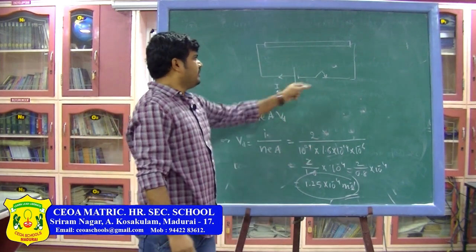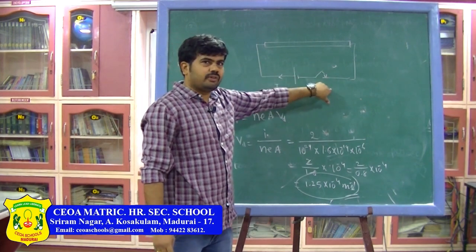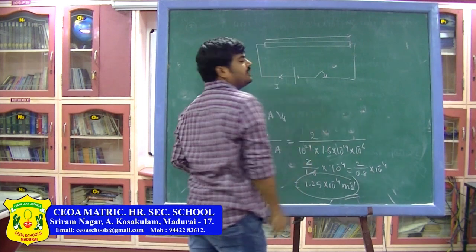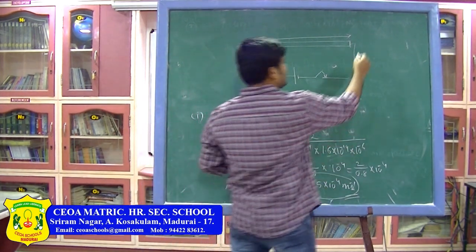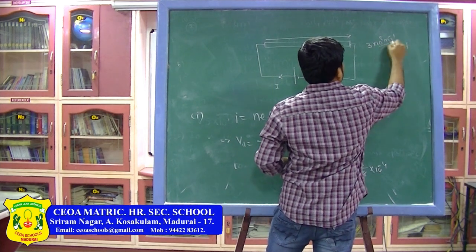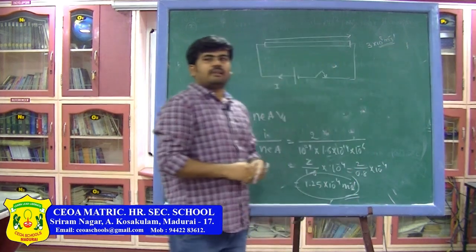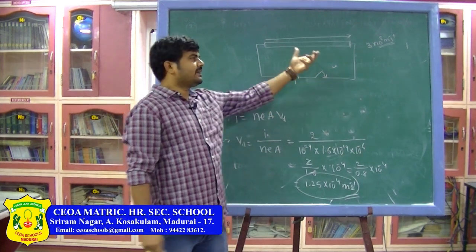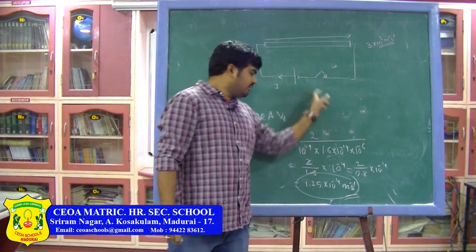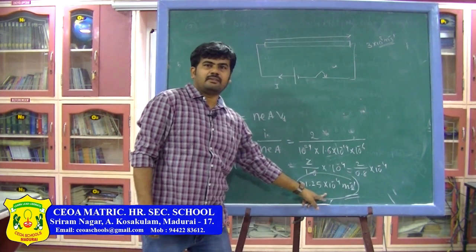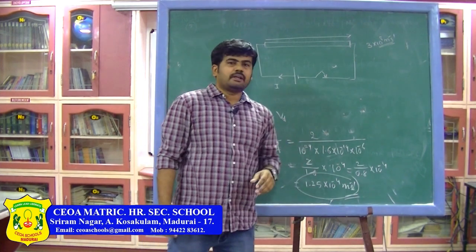That means, the moment you close the switch, the electric field will be set up with the speed of light in vacuum, that is, we know the speed of light in vacuum is 3 into 10 power 8 meter per second. So, with this much speed, the electric field setup takes place inside the material, so that immediately the electrical appliance will start working, even though the drift speed is very small for the electrons inside the material. That is the reason for this.